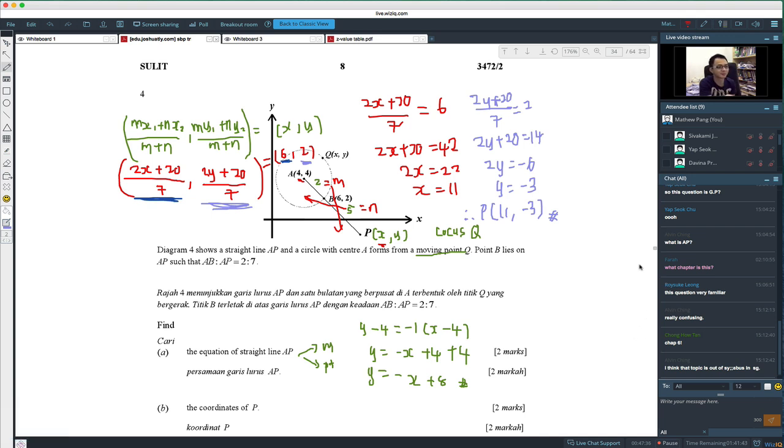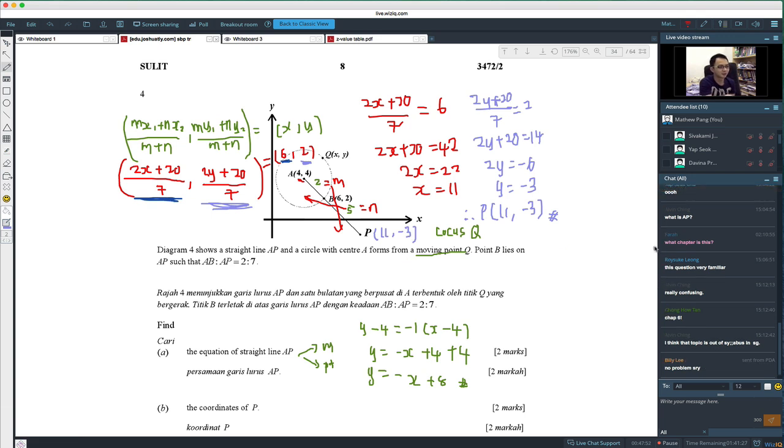Since I know the coordinate, normally I will label my coordinate in the diagram. It's just easier for me to do it later. This is 11 and negative 3. Okay, so let me move on to the next one.